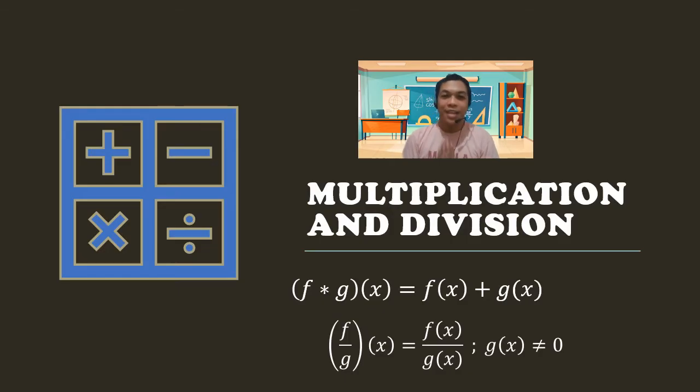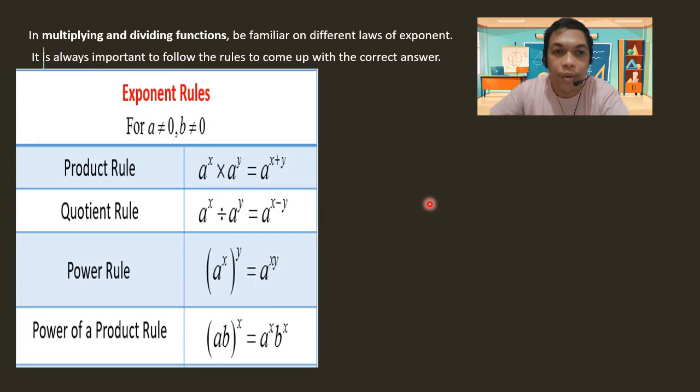Okay, for now, let's have multiplication and division of functions. But before that, I will discuss first different rules that you are going to use in performing multiplication and division on functions. So, let's have the different laws of exponents, wherein A should not be equal to 0 and B should not be equal also to 0.